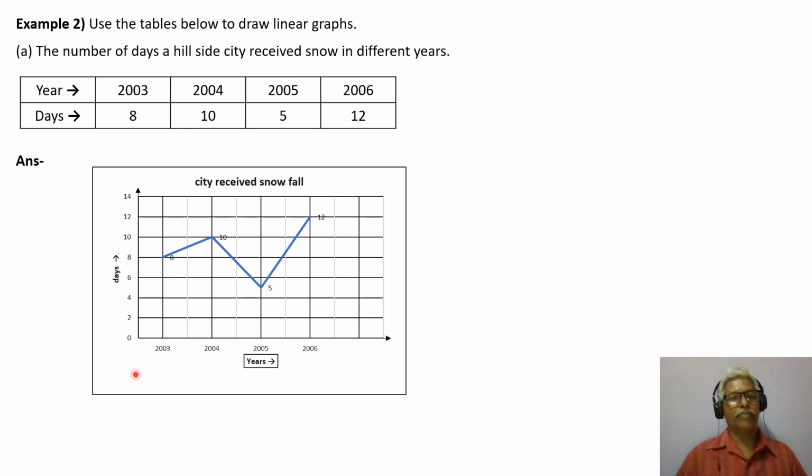We have done it. Okay, so this is the y-axis, this is the x-axis, with years and days, and in 2003 we have 8 days. Just see, 2004, 10 days, 2005, 5 days, and 2006 is 12. Okay, so this is the answer, we are supposed to draw a linear graph, and this is the graph. So remember, study how to draw a graph.